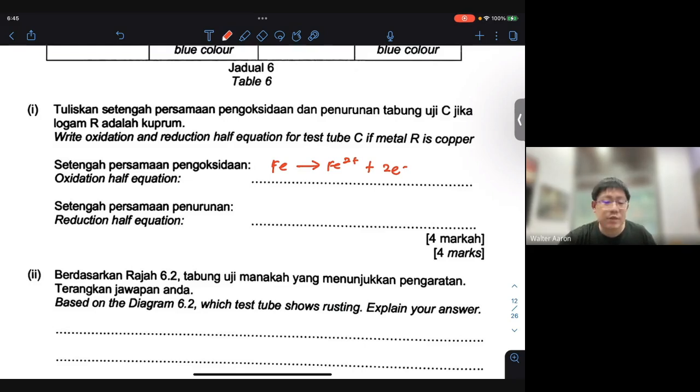For the reduction half equation, what is being reduced over here? Technically speaking, what is being reduced is the formation of hydroxide ions, because it's a rusting process. In the rusting process, water and oxygen combine together to release hydroxide ions. Then you'll get 4 OH minus. And then you have 4 marks. Balanced chemical equation for both sides, half equations, you get 4 marks in total.